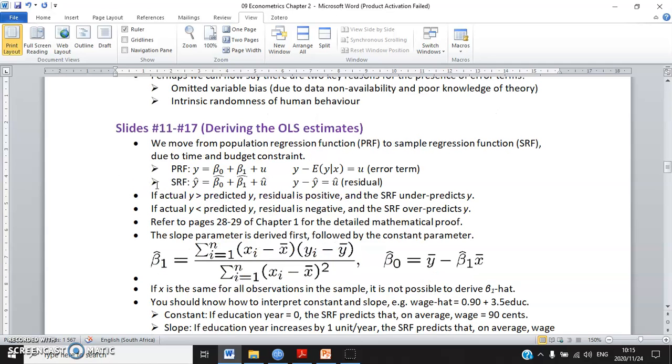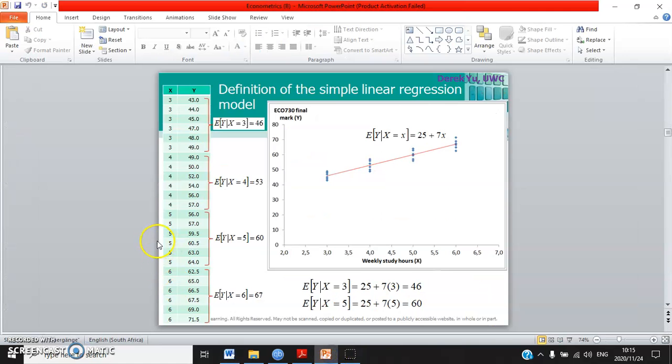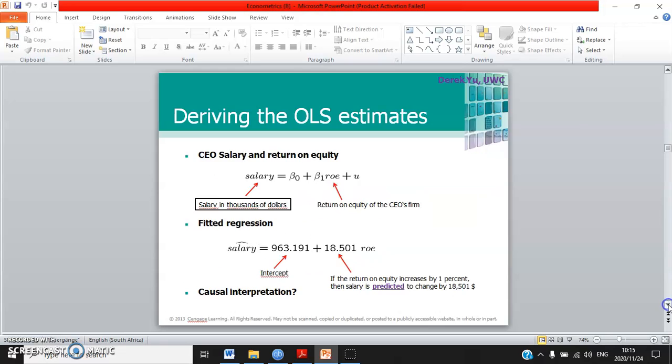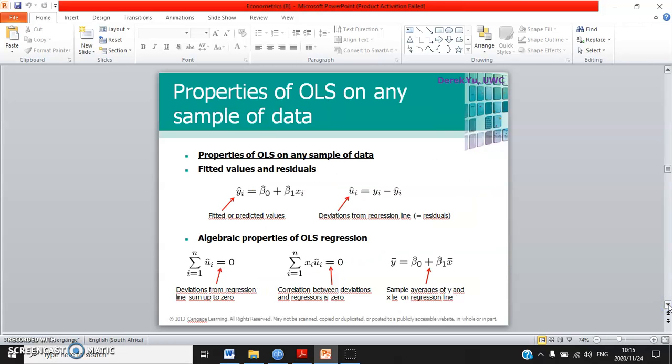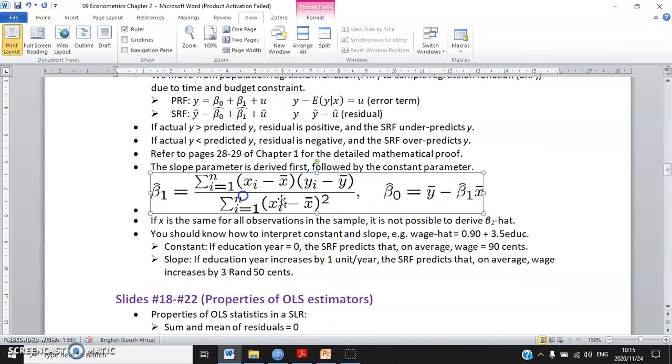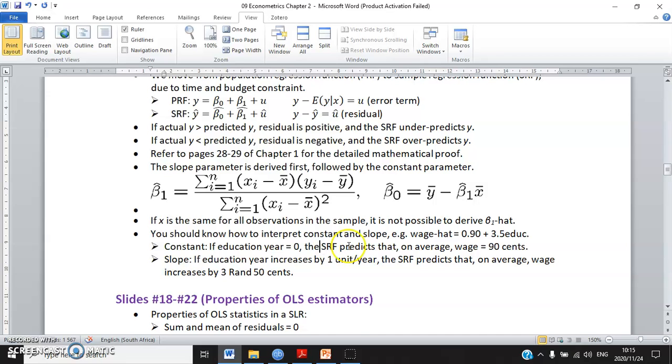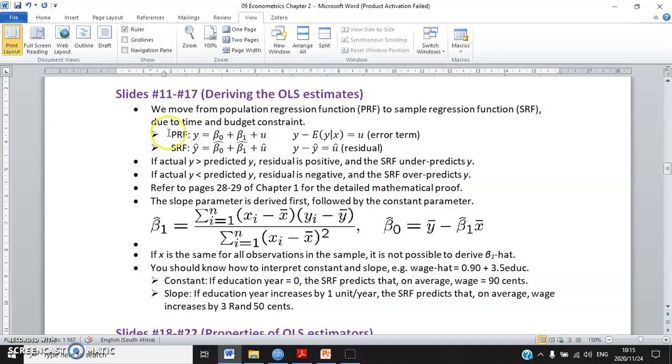So I conclude the first 10 slides, and then slides 11 to 17 are about the derivation of the sample regression parameters. I'm not going to ask you to do all these OLS calculations. For these two equations, at honors level, I would just give you the sample regression parameters.